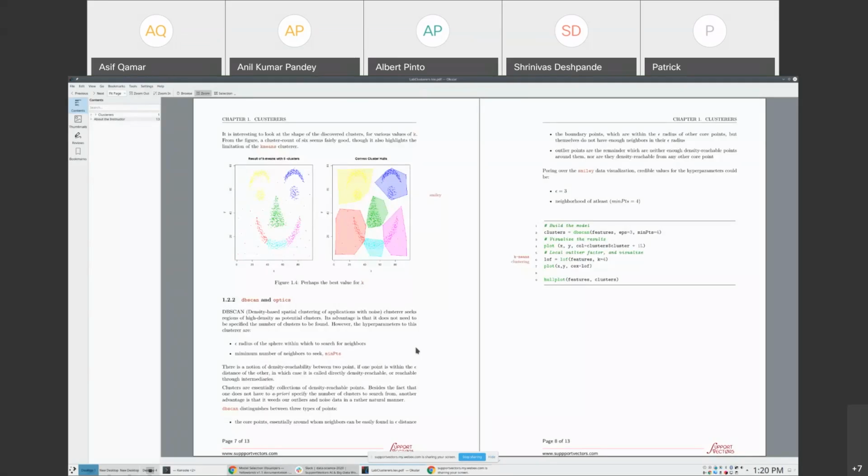So I'll post a lot of practical examples of this clustering. Let's do a few real life examples.